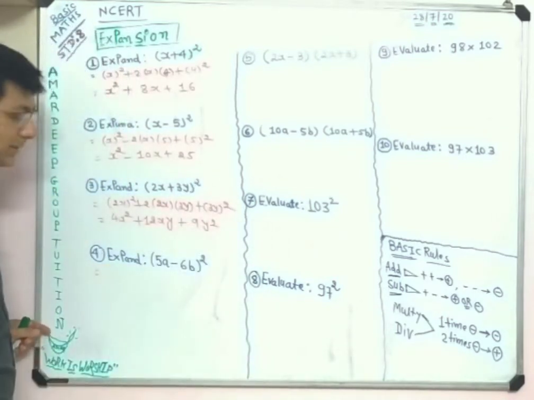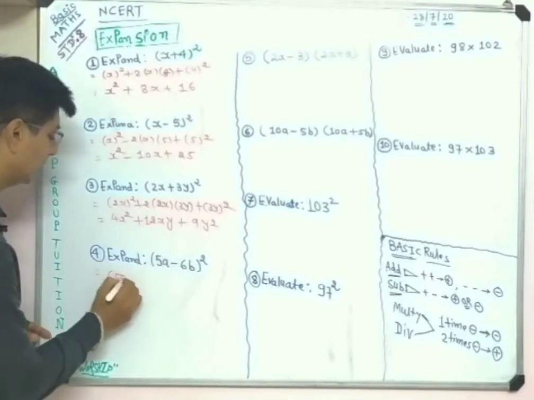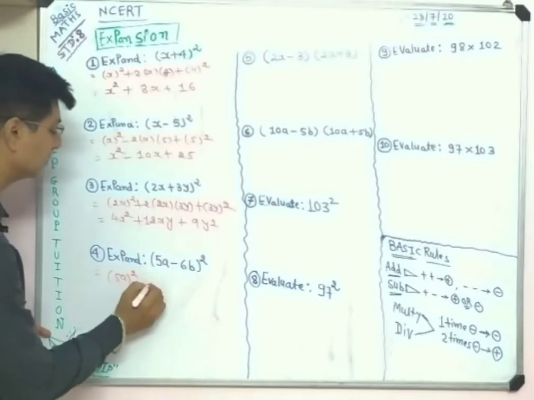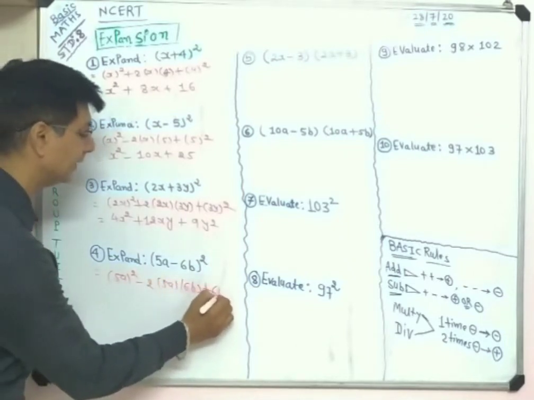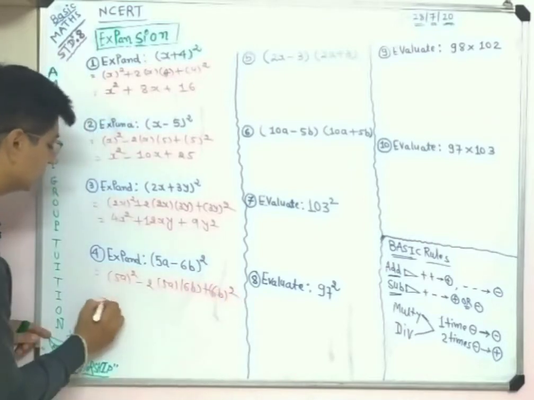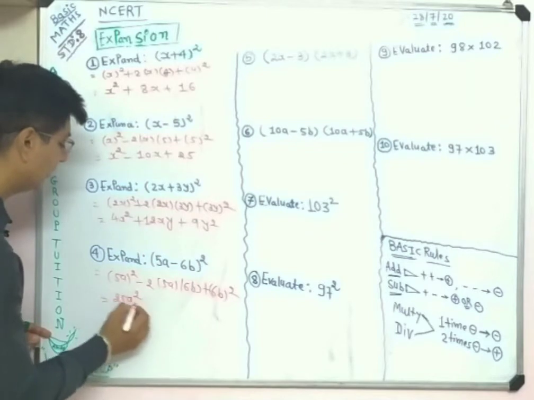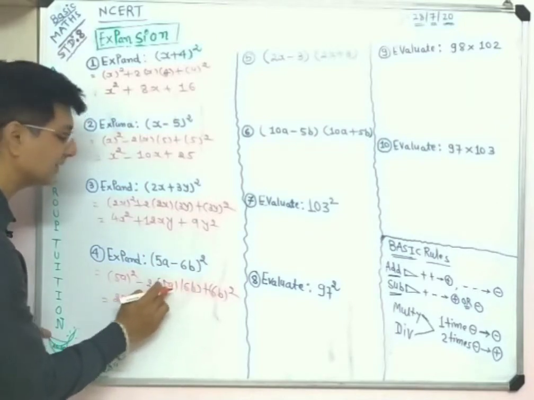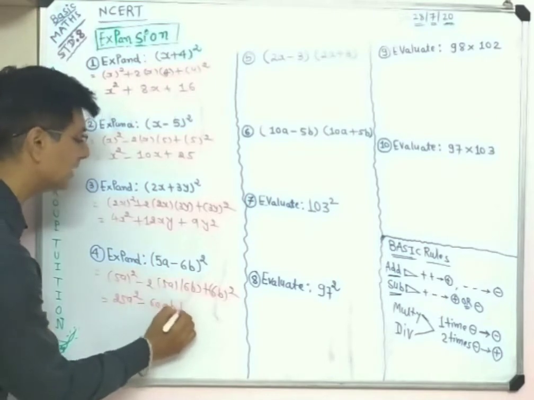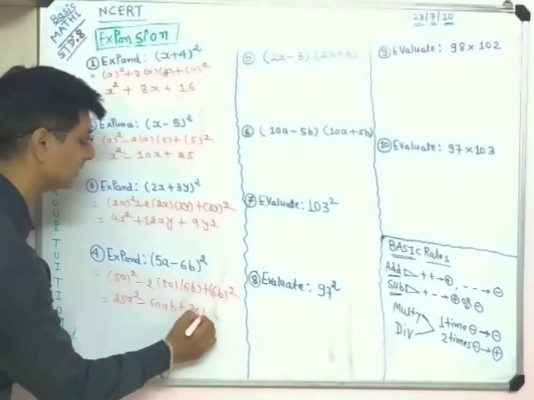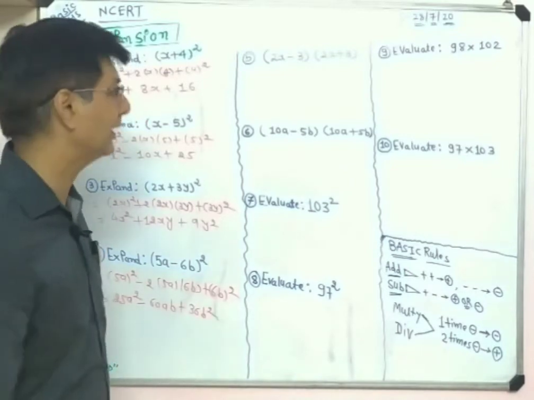Now expand this expression. Another example of square: (5a plus 6b) squared: 5a squared, plus 2 into 5a into 6b, plus 6b squared. So we have to simplify this. 5 times 5 is 25, 5 times 6 is 30, 30 times 2 is 60ab, plus 6 times 6 is 36b square. Is it clear? Okay.